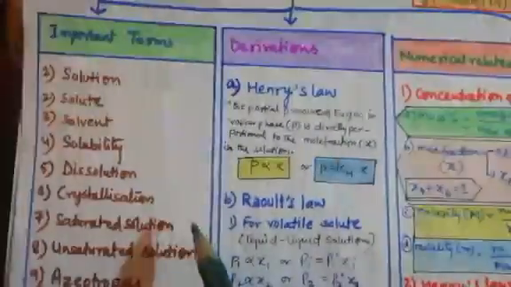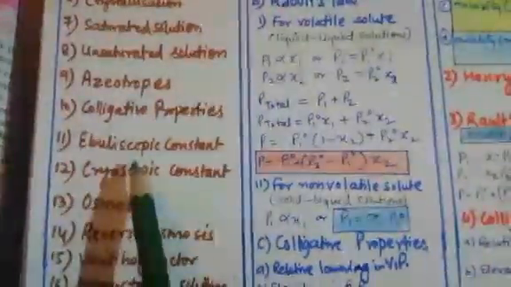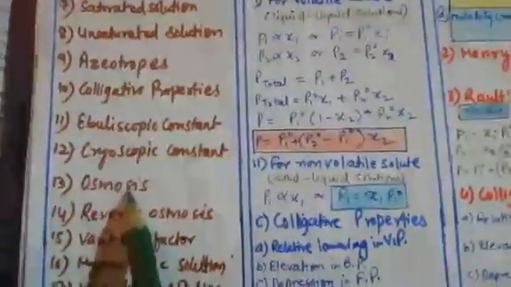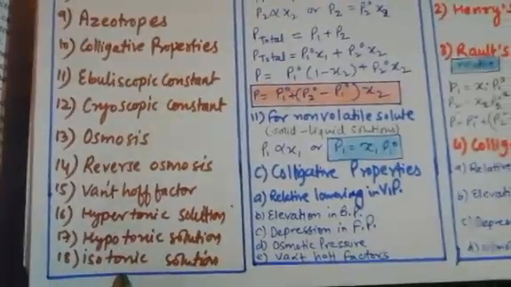So which important terms are there, let's discuss. These are the basic terms that we need to define: solution, solute, solvent, solubility, dissolution, crystallization, saturated solution, unsaturated solution, azeotropes, colligative property, ebullioscopic constant, cryoscopic constant, osmosis, reverse osmosis, van't Hoff factor, hypertonic solution, hypotonic solution, isotonic solution.